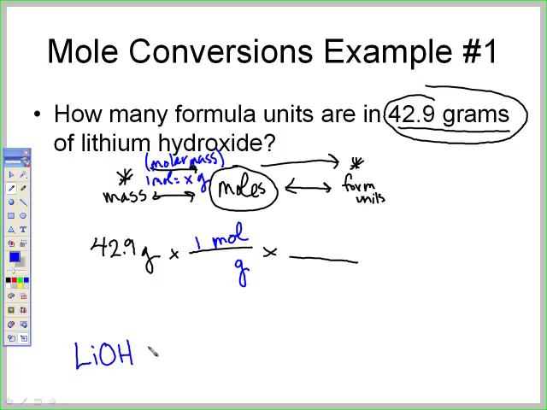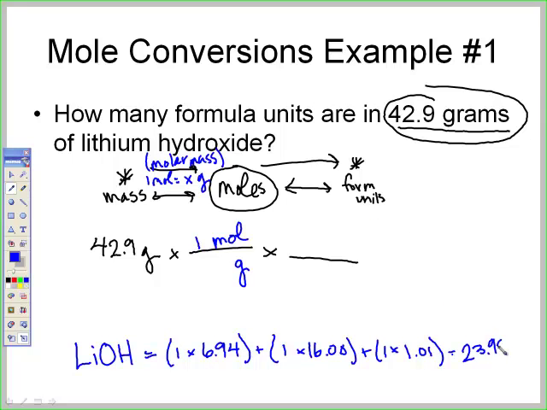So lithium hydroxide's formula is LiOH. That would be 1 lithium, whose molar mass is 6.94, 1 oxygen, whose mass is 16.00, and 1 hydrogen, whose mass is 1.01. If I take that total, 6.94 plus 16 plus 1.01, altogether that would be 23.95 grams per mole. So 23.95 is how many grams in 1 mole. So there's that conversion factor, and our grams would cancel.